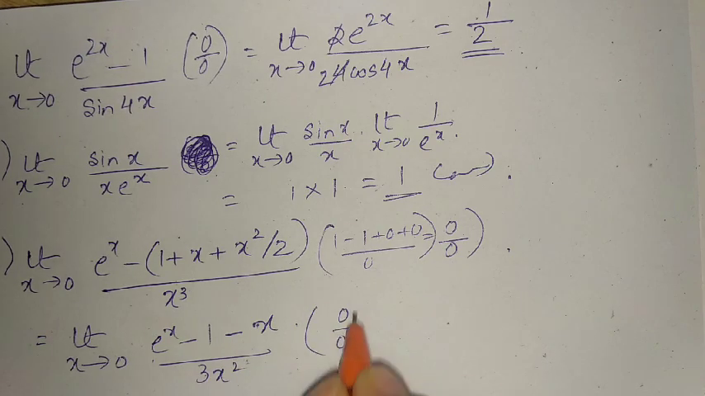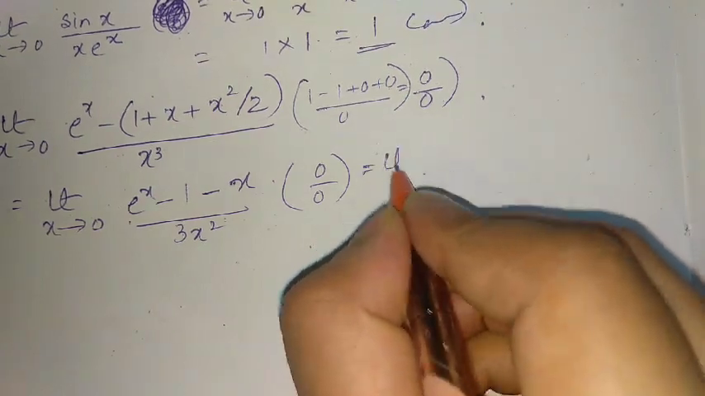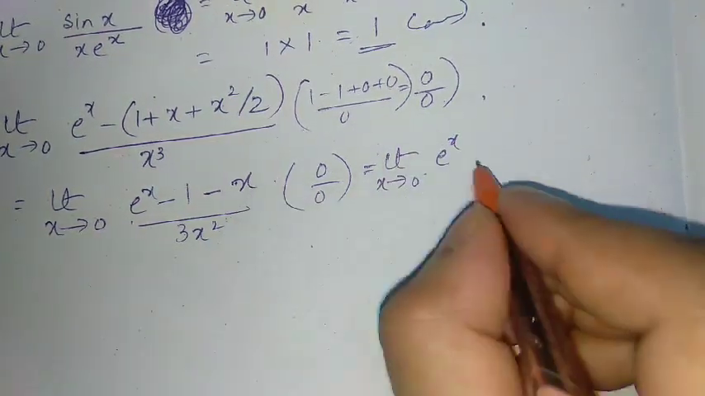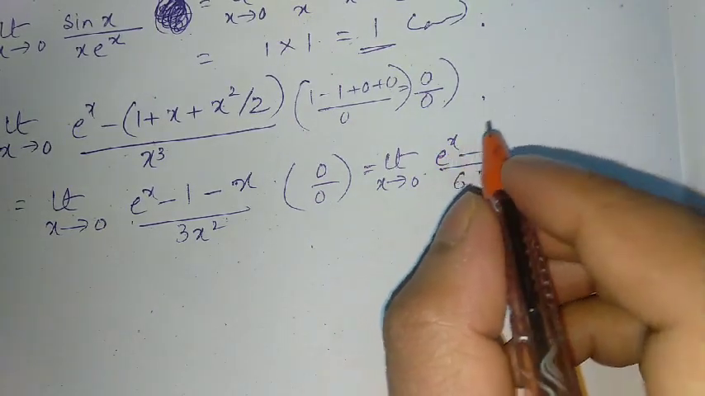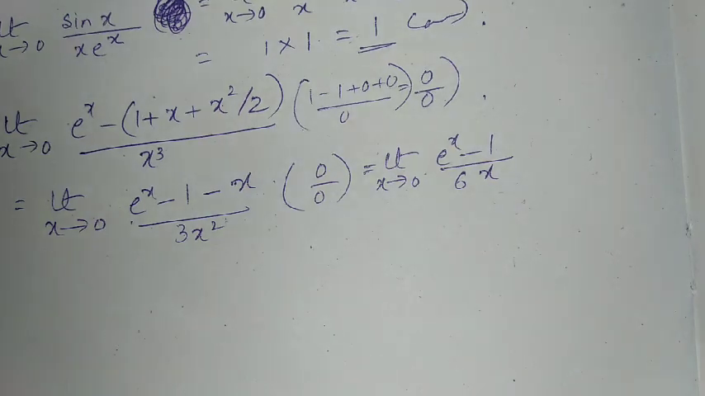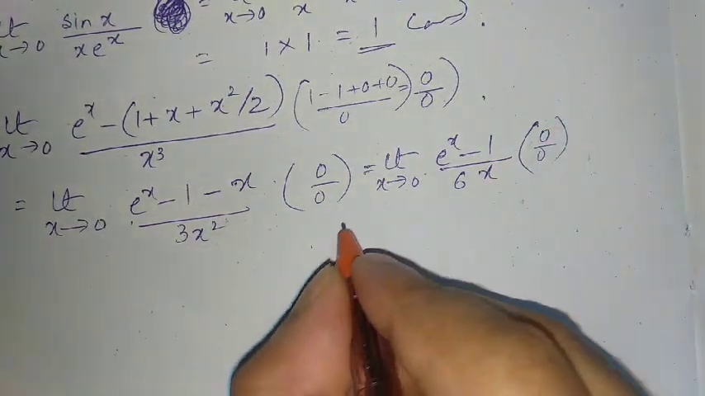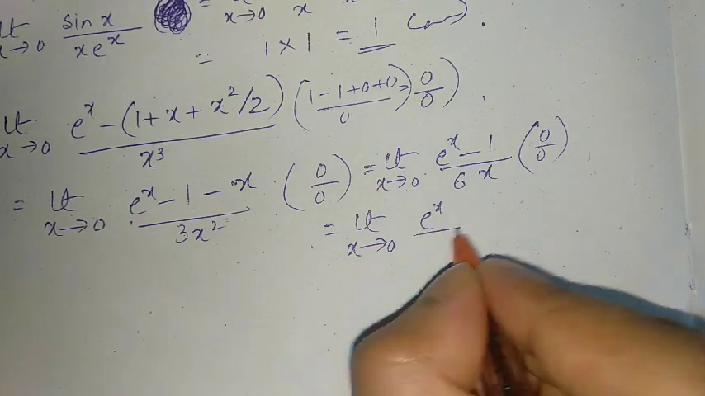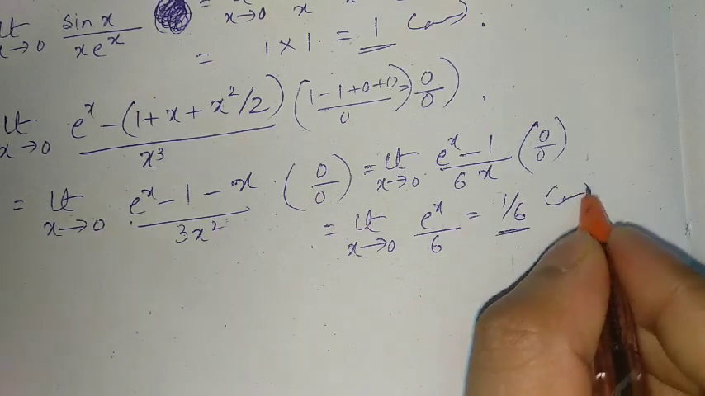Again it is 0 by 0 form, so we can apply L'Hospital again. Limit x tends to 0, e to the power x, and this will become minus 1 by 6x. If you see here, this is again 0 by 0 form, so again you can apply L'Hospital rule. Limit x tends to 0, you will get e to the power x by 6, which is nothing but 1 by 6. So this is your final answer.